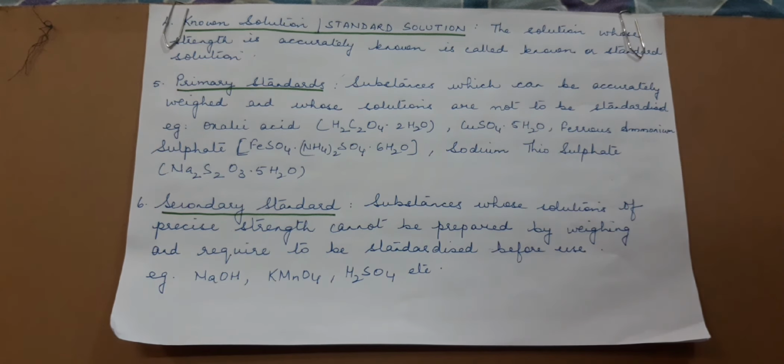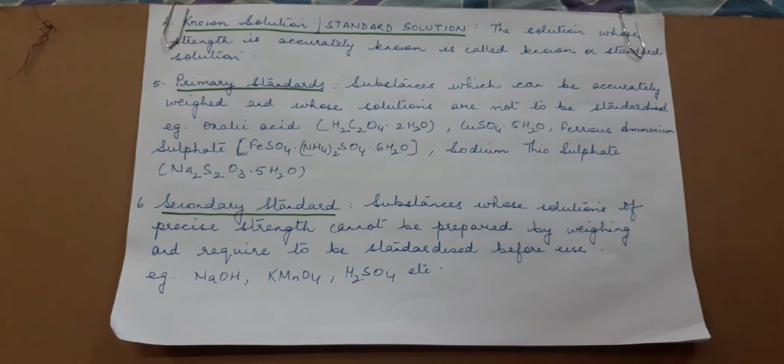Secondary standards are those substances whose exact strength cannot be prepared by weighing. For example, NaOH. Suppose I need 25 grams of NaOH. I take approximately 25 grams and start weighing it on a weighing machine. When I weigh sodium hydroxide, it may absorb water from the moisture in the air, and it may react with the carbon dioxide present. So what happens is, after I weigh, I may be weighing it as 25 grams.